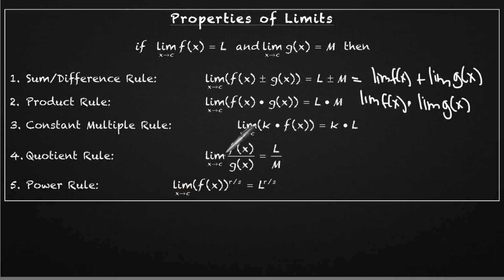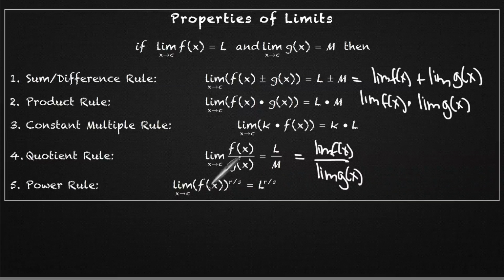Same thing works with the quotient rule. The limit of the top over the bottom, you can once again break that up into the limit of the top divided by the limit of the bottom. And once you get this number and divide it by that number, there is your limit.